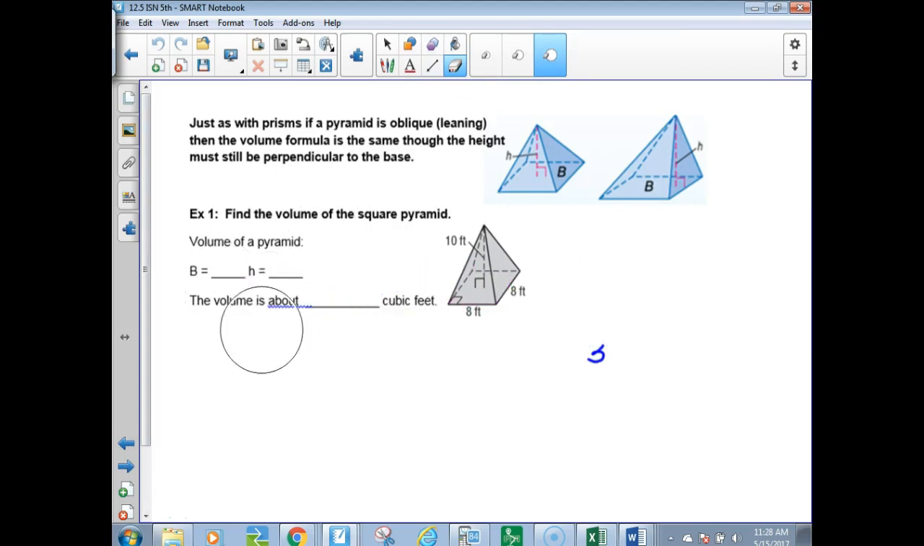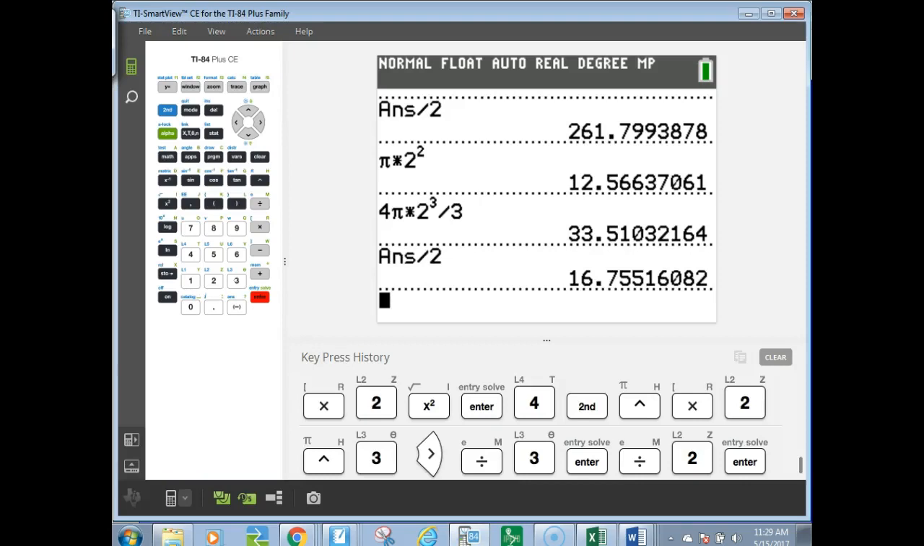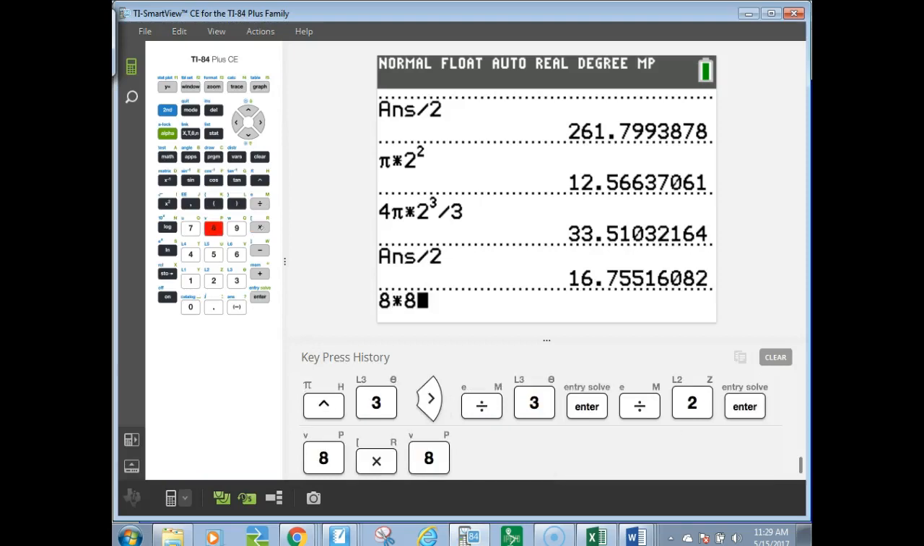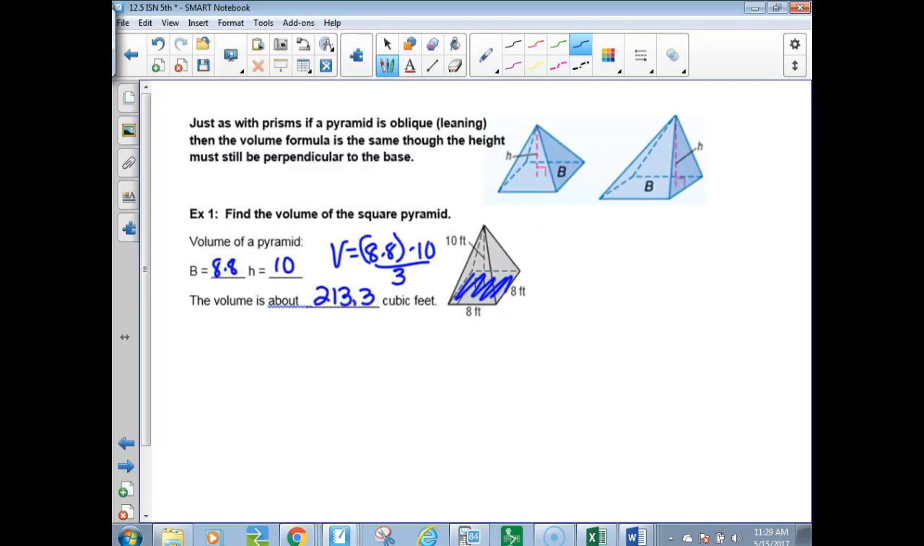All right, so find the volume of the pyramid. This would have a base area of 8 times 8, and its height would be 10. So the volume would be 8 times 8 times 10 divided by 3. That's 213 1/3, or 213.3 repeating cubic feet.